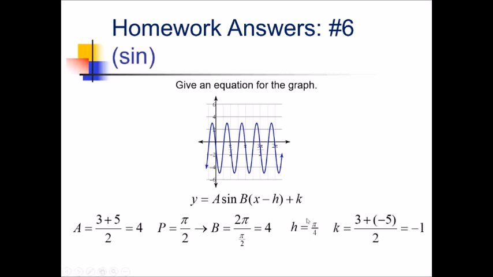Plugging it all in, we've got y equals the a value of 4 times the sine of the b value 4. We have x minus pi over 4, all of that plus -1 for the k value.